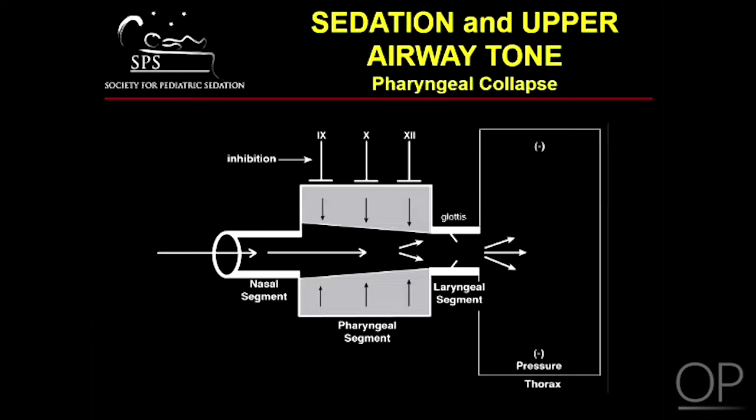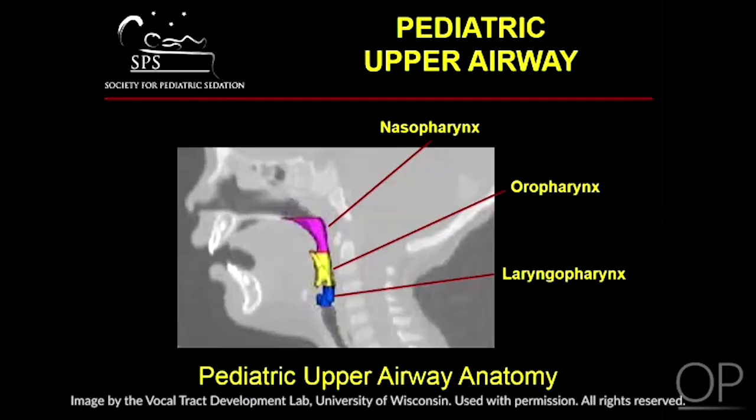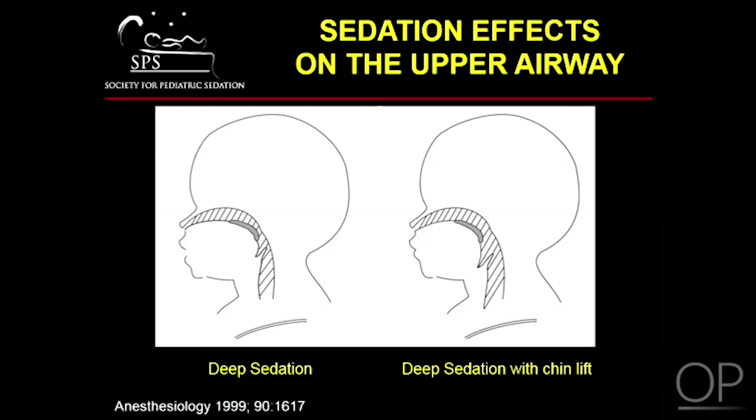The pharyngeal segment is a distensible muscular tube innervated by cranial nerves 9, 10, and 12. As the sedation level increases, the tone of these three cranial nerves diminishes, leading to collapse of the pharyngeal segment and upper airway obstruction. These anatomical distinctions have been superimposed on a pediatric CT image in order to better depict their exact location. Keeping in mind the previous image, the difference in pharyngeal segment caliber can be easily seen by comparing the MRI image on the left with the MRI image on the right.